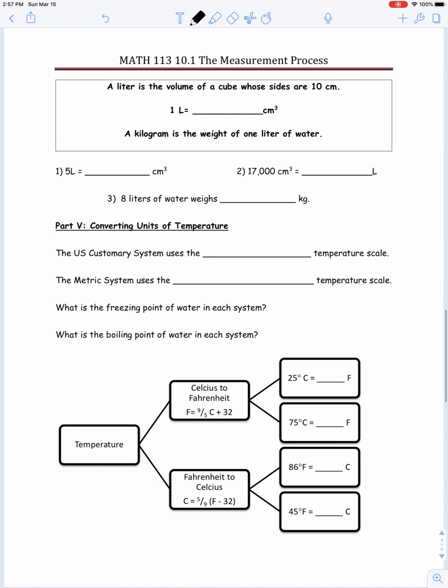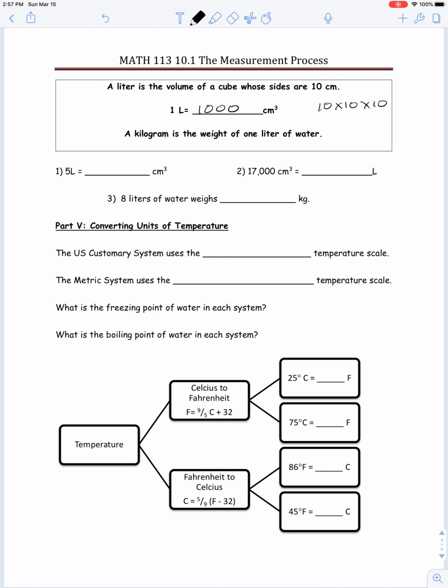All right. So a liter is the volume of a cube whose sides are 10 centimeters. So in this case, notice that it's equivalent to centimeters cubed. So that means 1 liter would be the same thing as 10 times 10 times 10, or 1,000 centimeters cubed. So again, we can use this conversion to go back and forth. So I'll leave that one for you to work on.